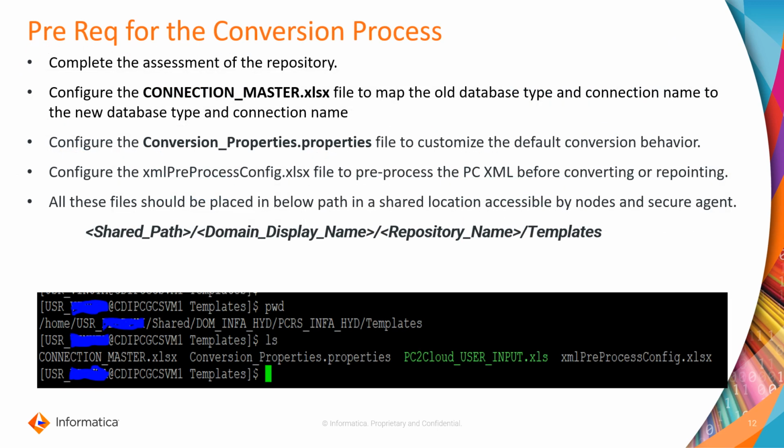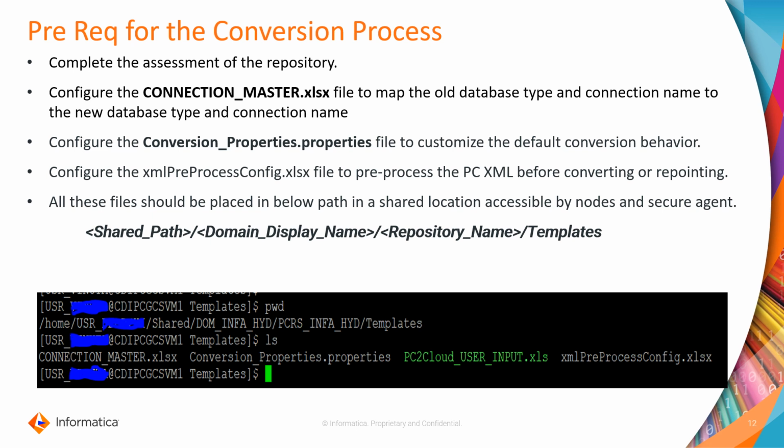Moving on to the conversion process. The conversion process can start only once the repository is assessed. Once the repository is assessed, then we can convert the components within the repository. For that, there are also some prerequisites. There are 3 files which we need to configure: connection master.xlsx, conversion properties.properties, and XML preprocess config.file.